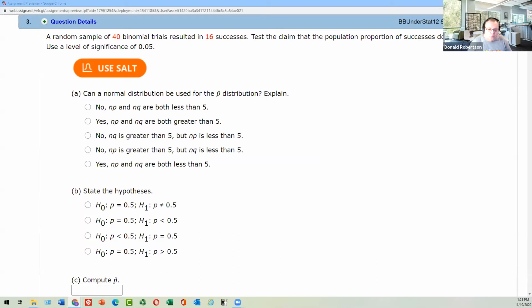in the homework. Well, they start off with a question we haven't talked about yet. Can you even do this process? And the answer is yes, you can, provided n times p and n times q are both bigger than 5. So the test here is the number of people who said yes and the number of people who said no, are they both bigger than 5? Well, 16 successes, 16 said yes. That makes it 24 said no. We are good. So you will click on that dot.